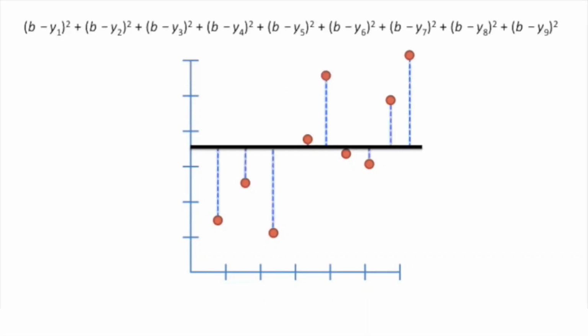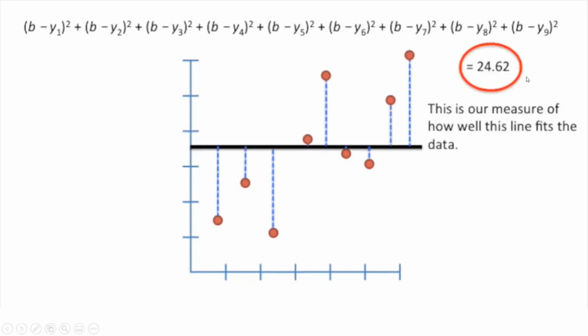Now, if you have all these points and you take the difference from the line, so the line is B, okay? If you take the difference between B minus Y1 and B minus Y2 up until B minus Y9 and take the square, that is something we call the squared error, okay? Not the mean squared error now, but the squared error. This is a measure of how well this line fits the data, right?